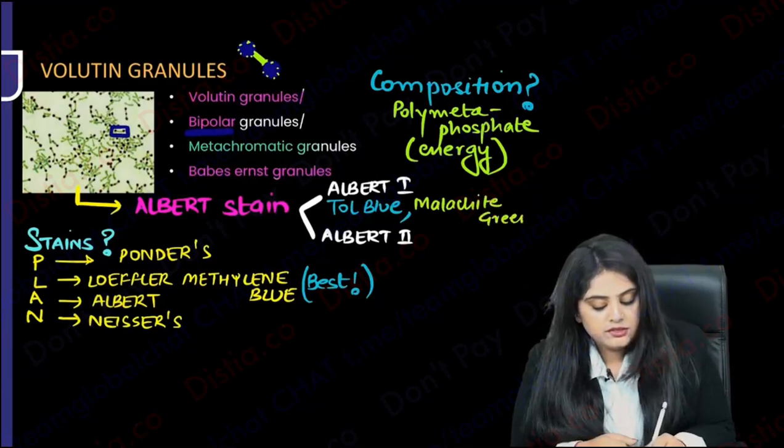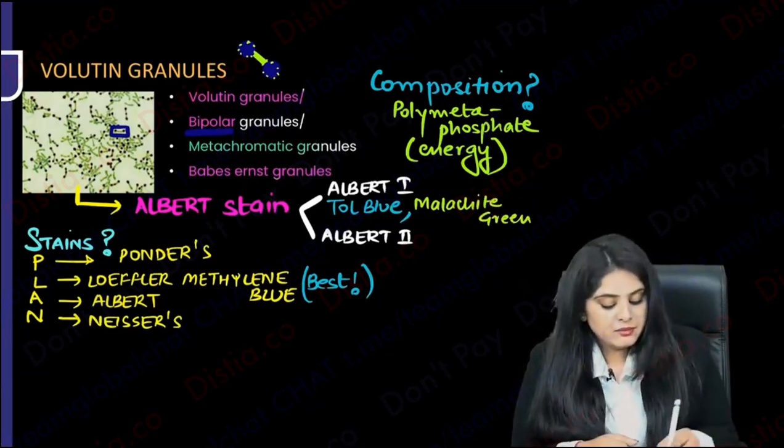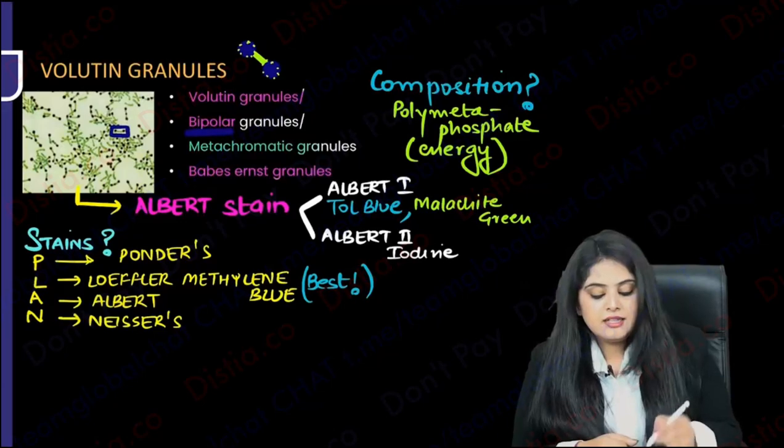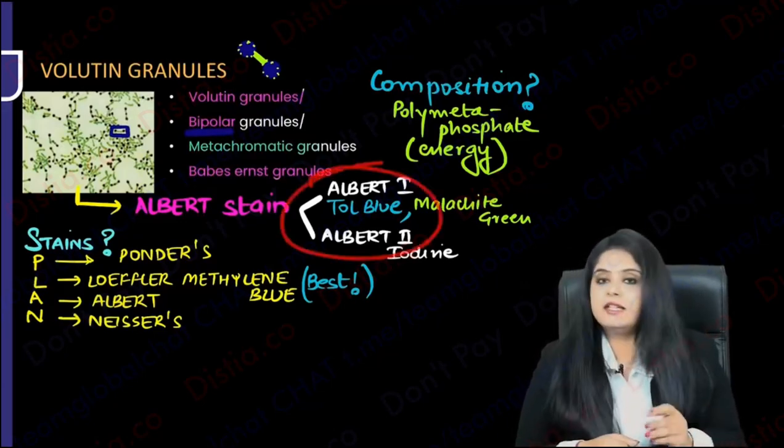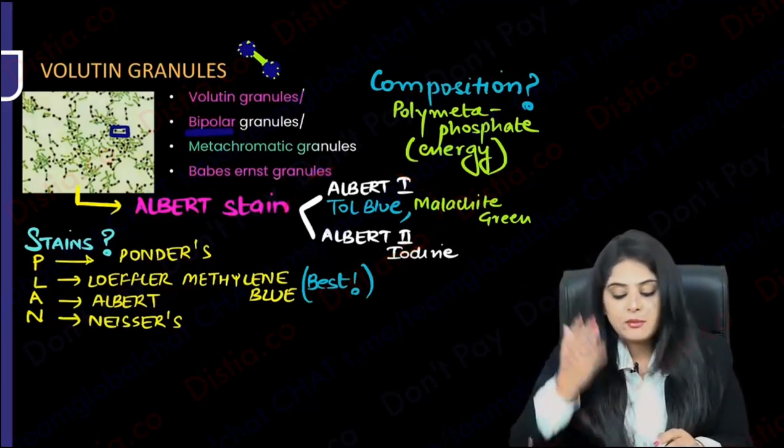Right? And what does Albert 2 have? Albert 2 has something in between. Albert 2 basically has iodine. So what did I learn it as? Albert 1 and 2 together. If they ask how will you stain, you will say, ma'am, common sense.